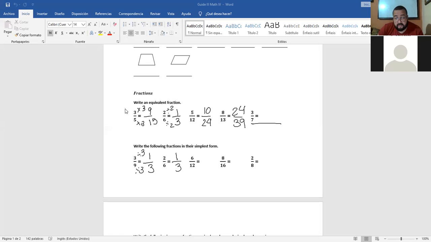Here, 6/12. Both numbers can be divided by 2. 6 divided by 2 equals 3, and 12 divided by 2 equals 6. Now here we can divide again both numbers by 3. 3 divided by 3 equals 1, and 6 divided by 3 equals 2. So the final answer is 1/2.